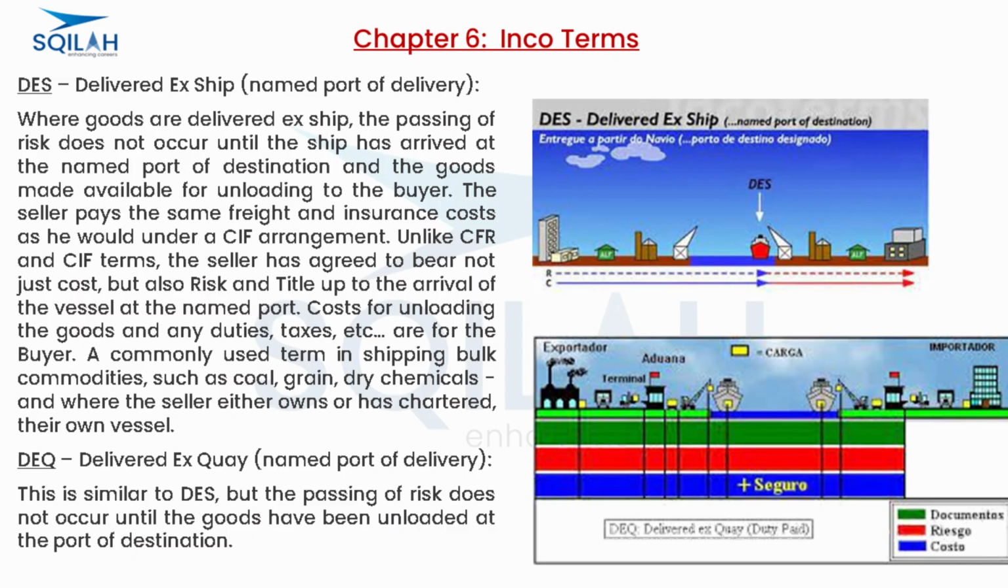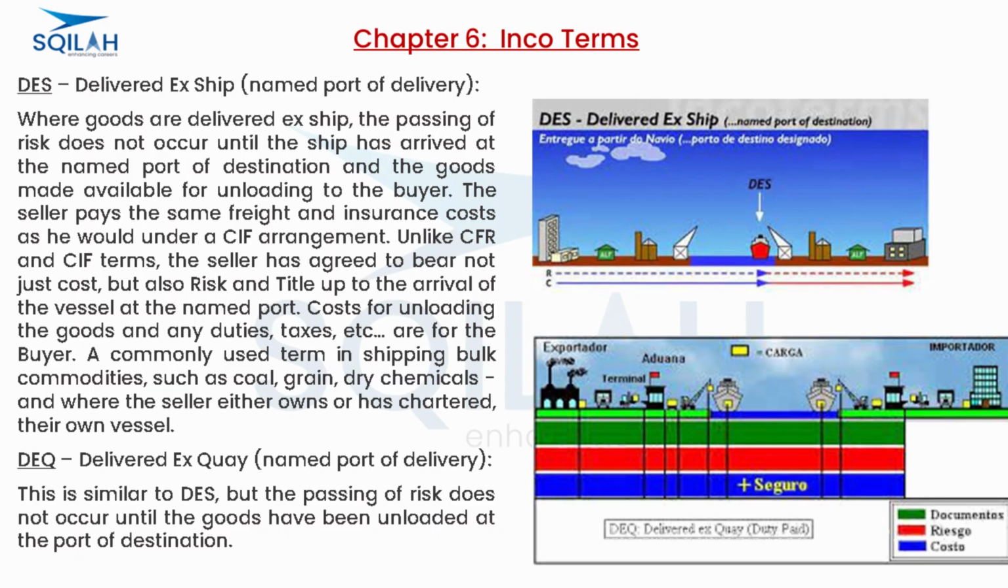named port of delivery. Where goods are delivered ex-ship, the passing of risk does not occur until the ship has arrived at the named port of destination and the goods made available for unloading to the buyer. The seller pays the same freight and insurance costs as he would under a CIF arrangement. Unlike CFR and CIF terms, the seller has agreed to bear not just cost, but also risk and title up to the arrival of the vessel at the named port. Costs for unloading the goods and any duties, taxes, etc., are for the buyer.